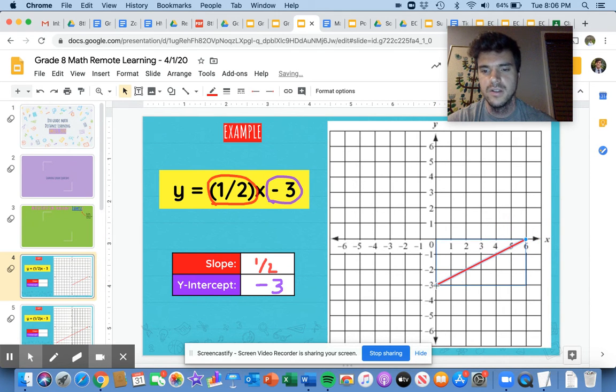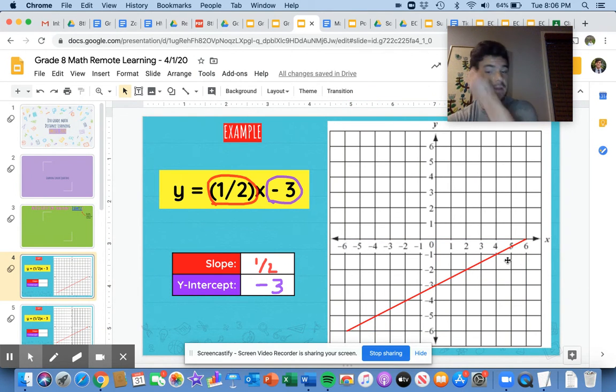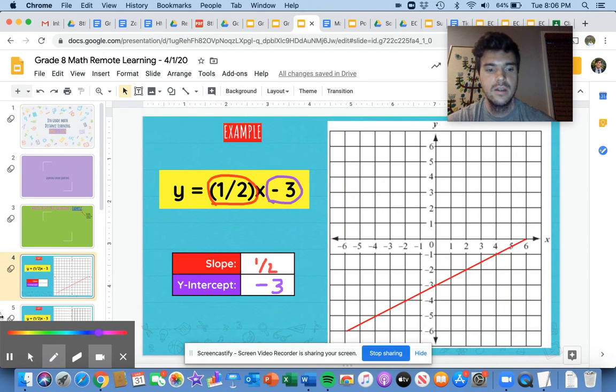Let me go backwards and do the same thing. Let me go down 1, back 2, down 1, back 2, down 1, back 2, right? So now I have this line, and I've got my linear function where my y-intercept is -3 right here. I'm going to circle it.